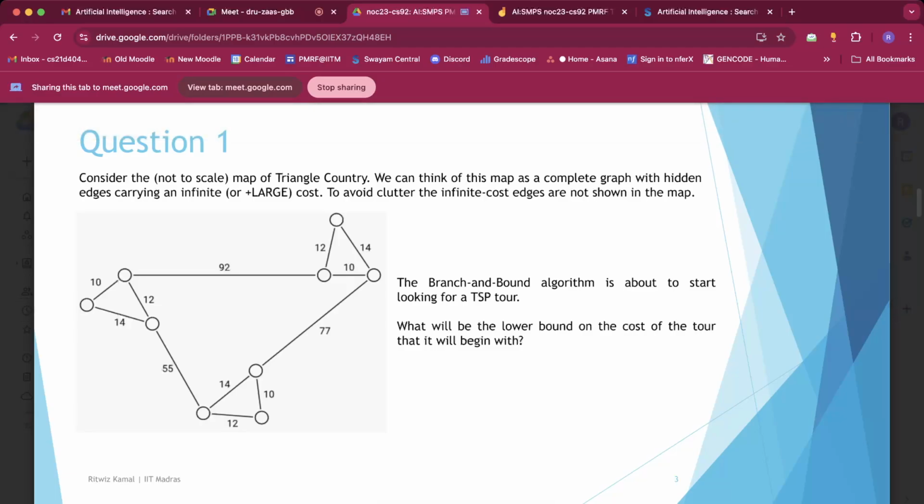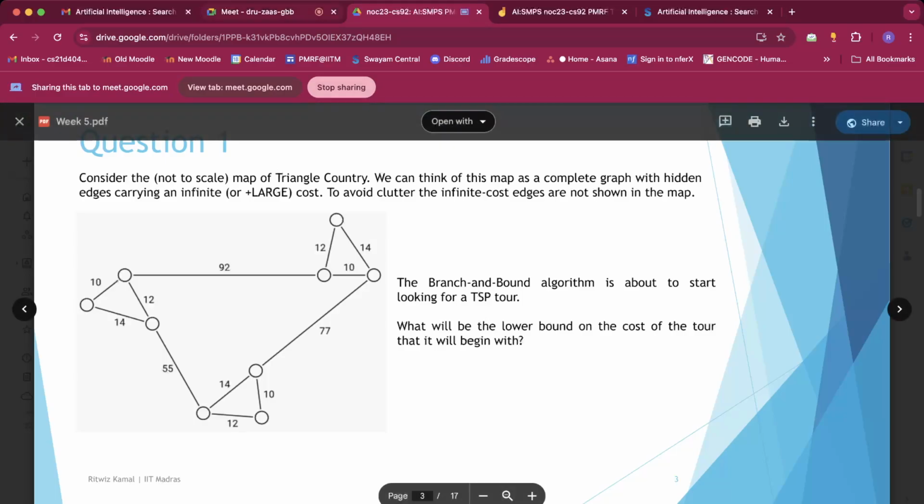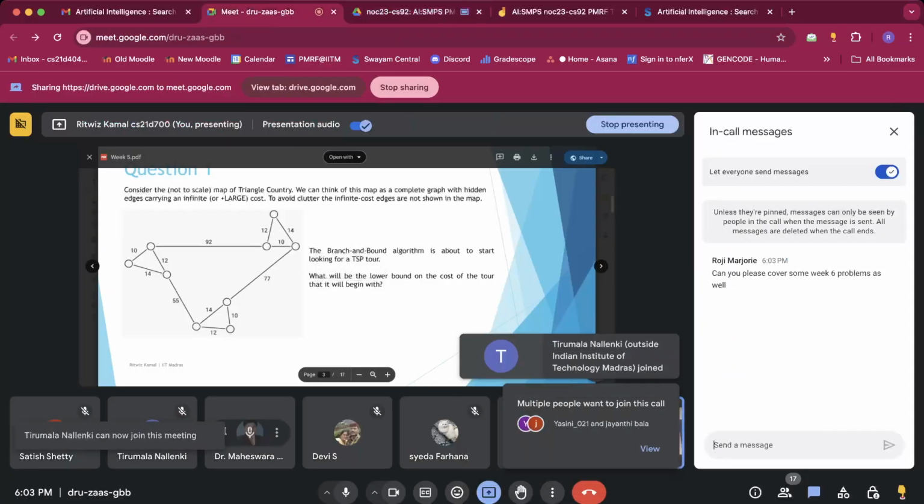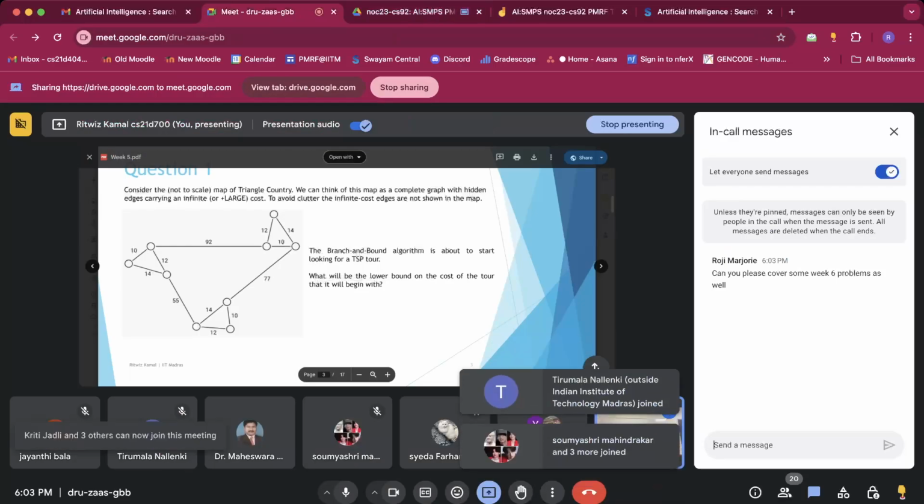What we have to do is apply the branch and bound algorithm, which will start looking for a TSP tour, and while doing that we have to find the lower bound on the cost of the tour that it will begin with. Okay, so you might have come across this in the lecture videos. I'll give you a couple of minutes to try to solve this, and then we can discuss the solution.